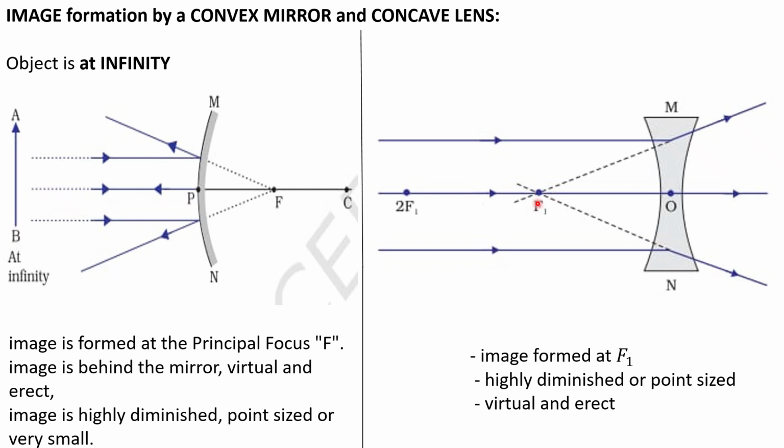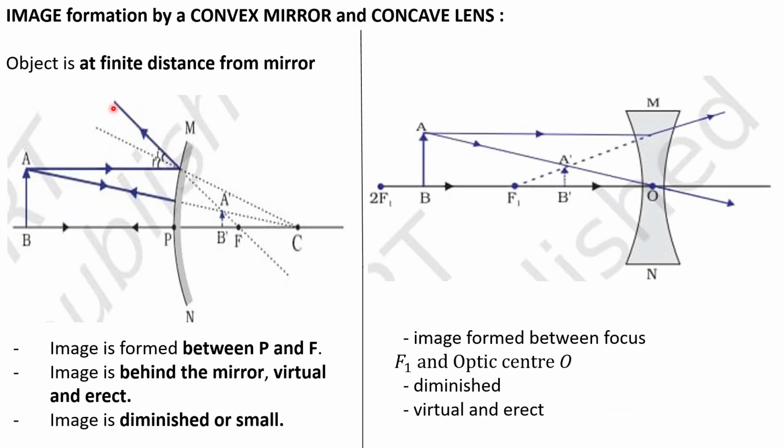So always remember, virtual images are always erect. So this is a virtual and erect image. It is formed behind the mirror in the case of a convex mirror, and in the case of a concave lens, it is a virtual and erect image formed in front of the lens, and it is a highly diminished image formed at the focus. Whenever the image is formed at the focus, the image size is very highly diminished.